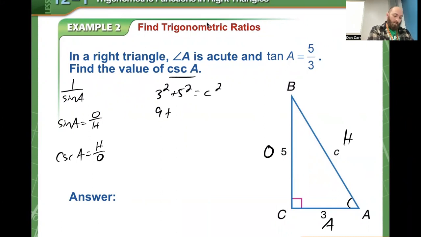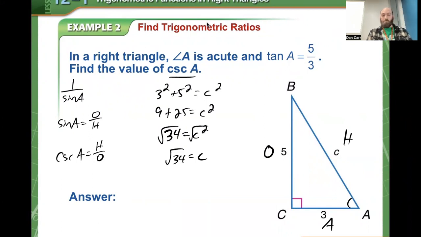Okay, so 9 plus 25 equals C squared. 34 is equal to C squared, and then I could square root that to get to C. So that means when I do the cosecant of A, that is the hypotenuse, the square root of 34, divided by the opposite side, which is 5.